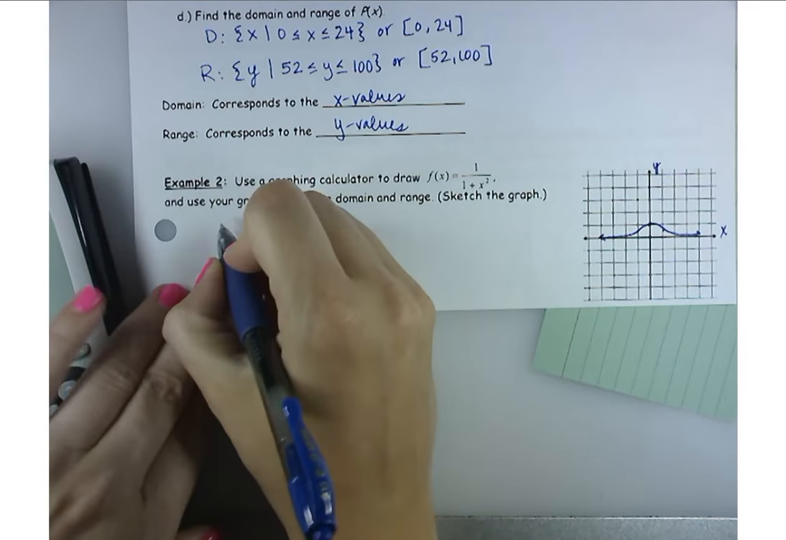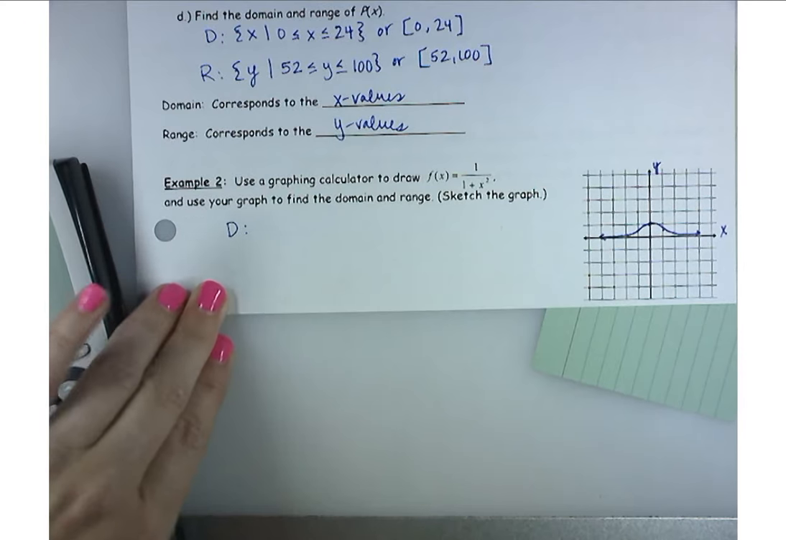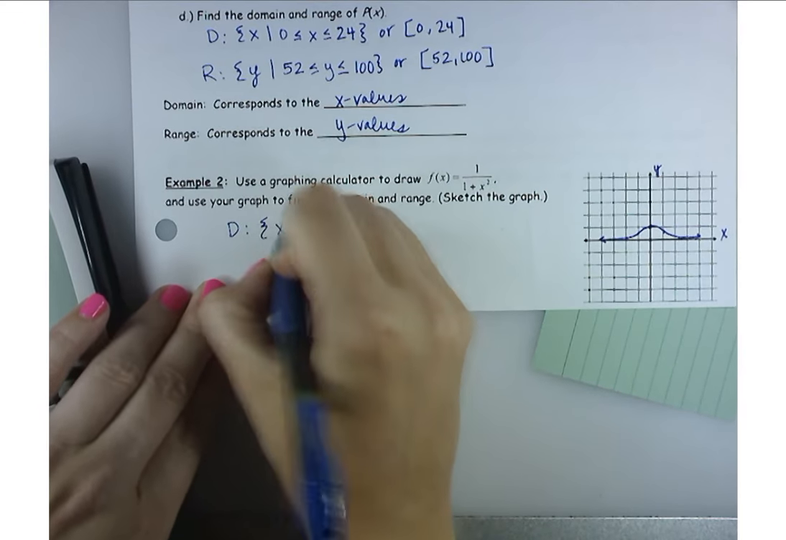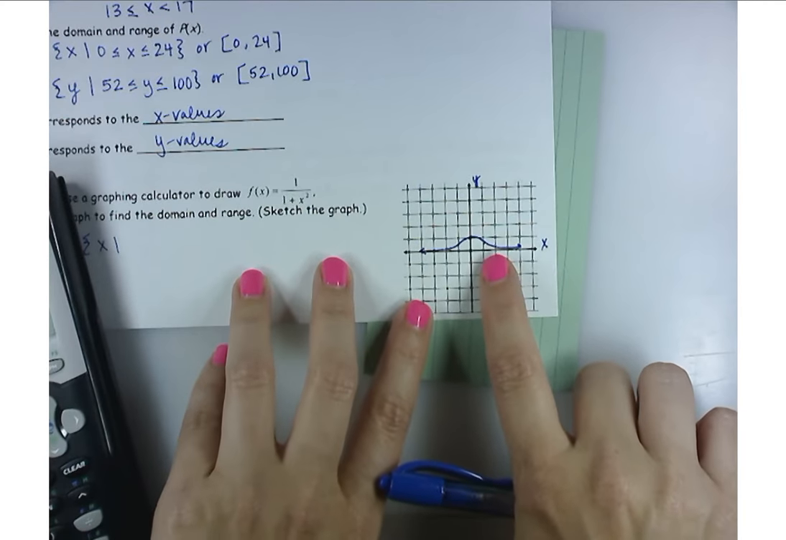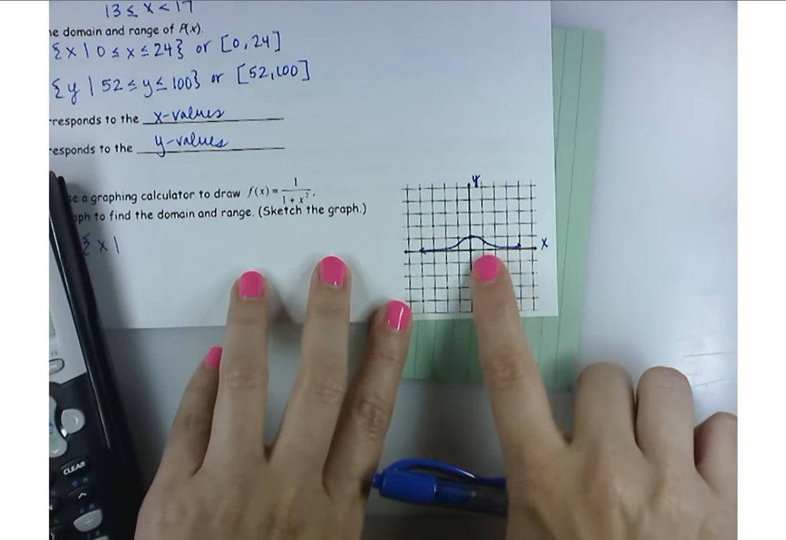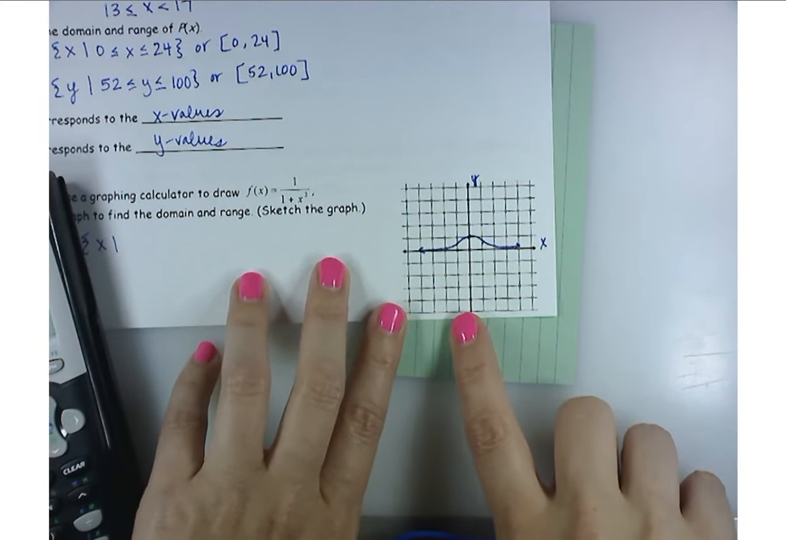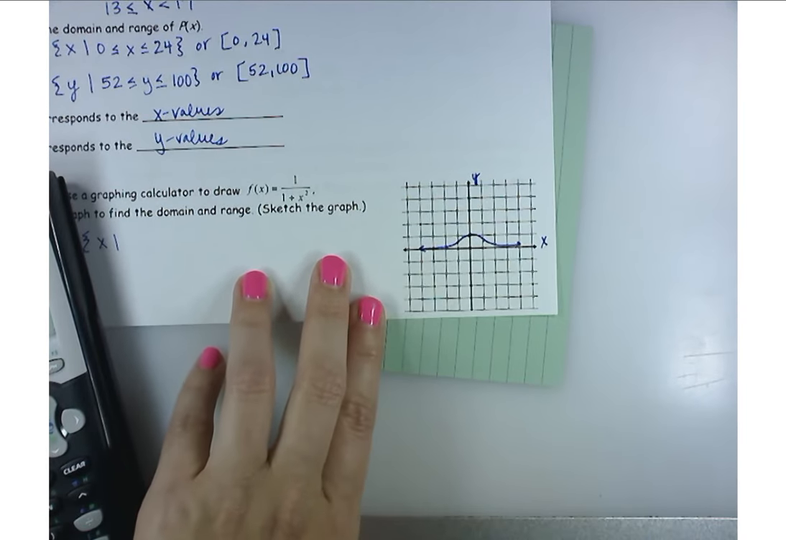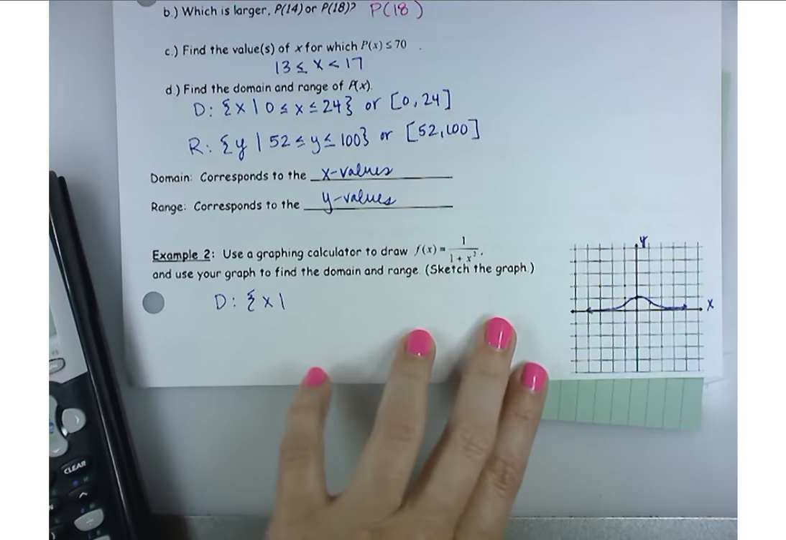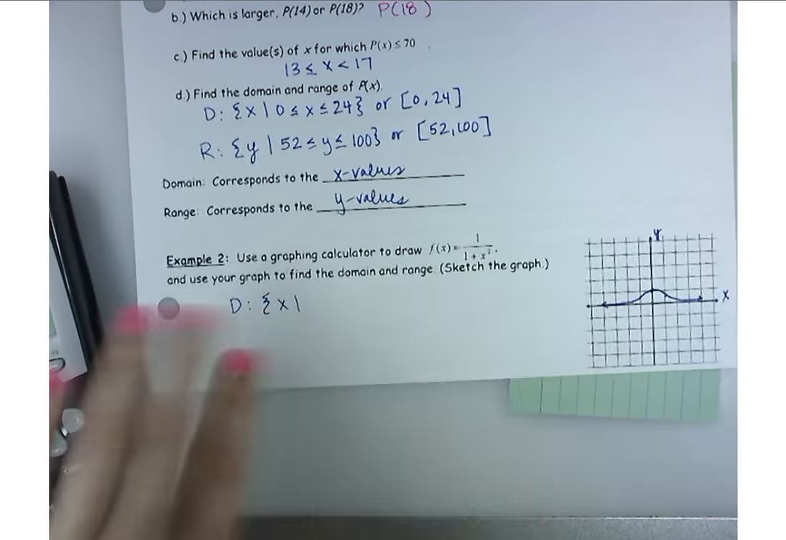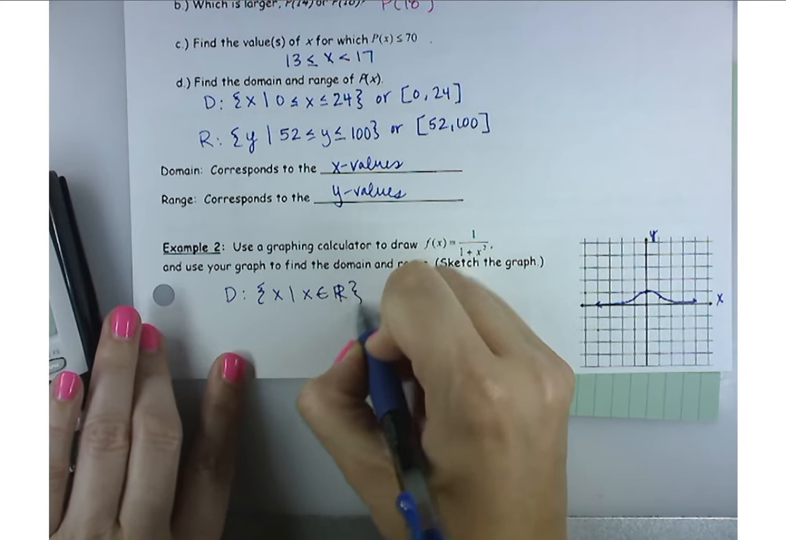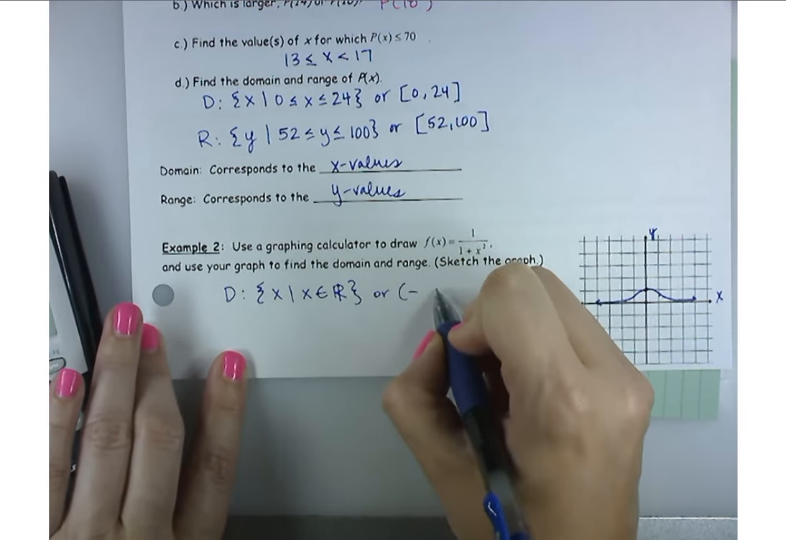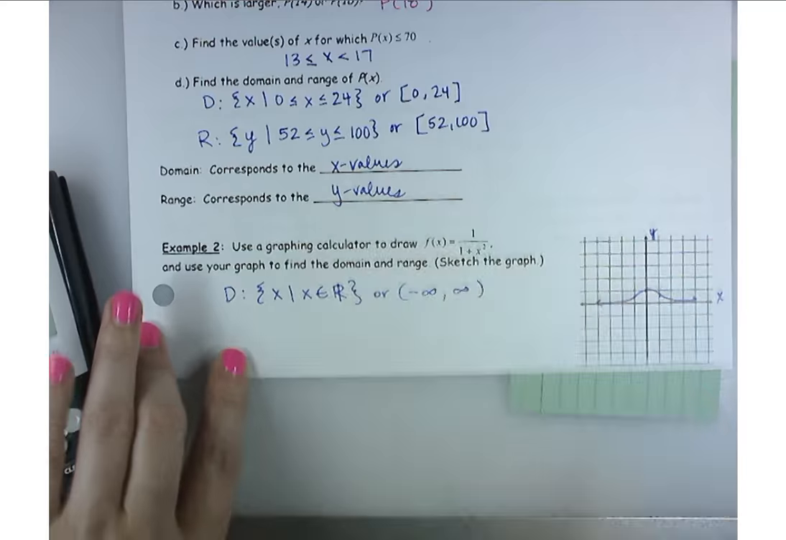So first let's talk about domain. Domain is going to be the set of x values, so x such that. Now let's look at the x here. I have this little arrow. So Nick S, I would say that on the x, this is going out to what? Positive infinity. On the other side, it's going to negative infinity, and so the domain would be all real numbers. The way that we're going to write that in set notation is x such that x is an element of the set of real numbers, or in interval notation, negative infinity to infinity.